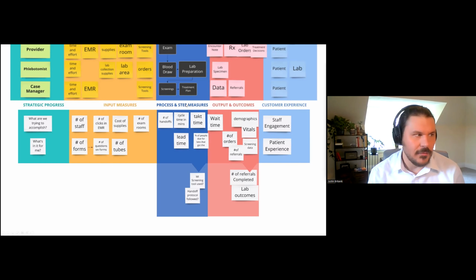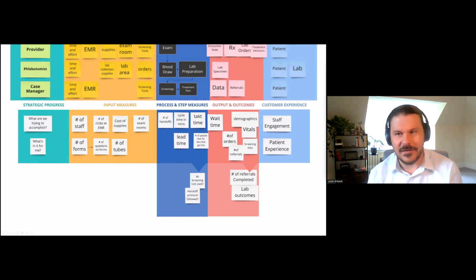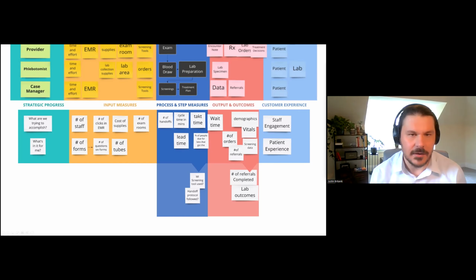And then we're going to move to our process and step measures. We're going to say things like number of handoffs, cycle time in minutes. A lot of those measures we talked about and things we were looking for in part 1 on our process map. And then maybe we would drill down a little bit further: was the case manager using the motivational interview tool that we wanted to use for some of our assessments? Was the handoff process followed? So maybe these are some checklist things that we can measure.